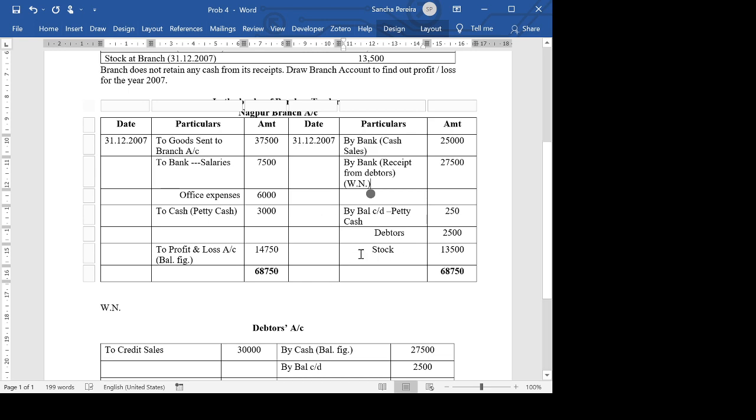There are certain hints that I will give you. In case of debtors, either the closing balance will be missing or the amount that has been received. If these two amounts are not given in the problem, that means you have to prepare the debtors account. Similarly, sometimes for cash, the closing balance may not be given, and we'll have to prepare the cash account. As we do the problems you will get a hang of it.